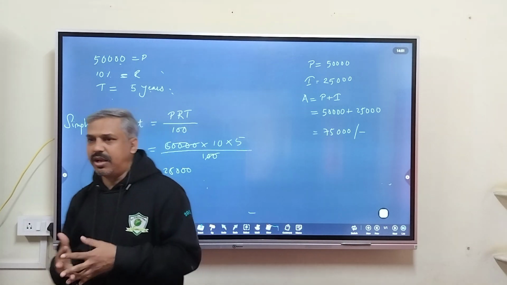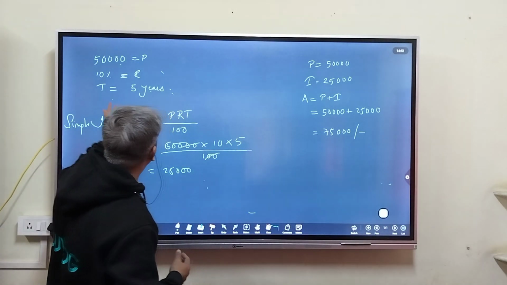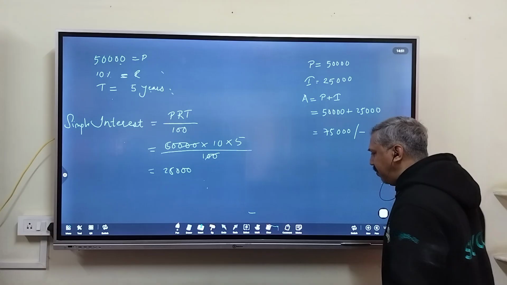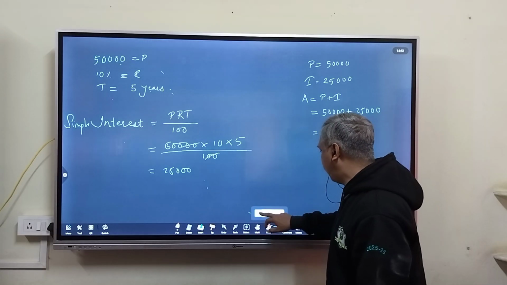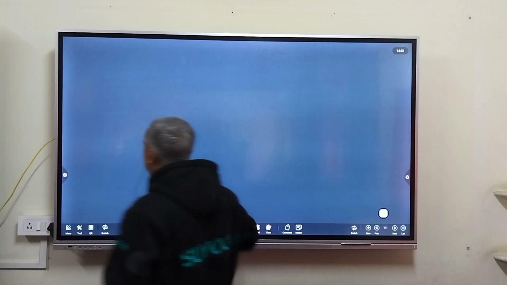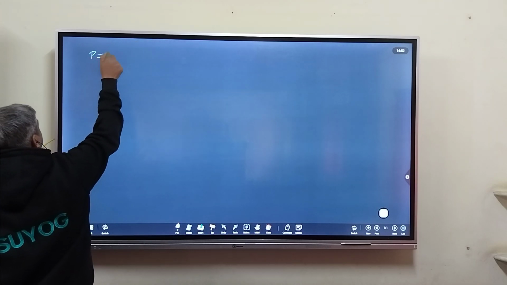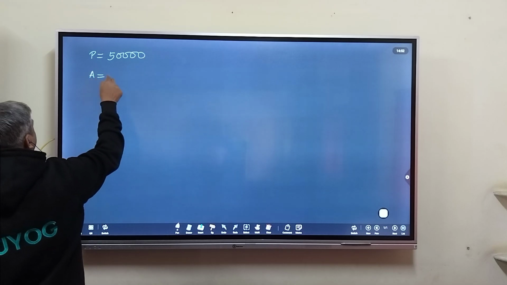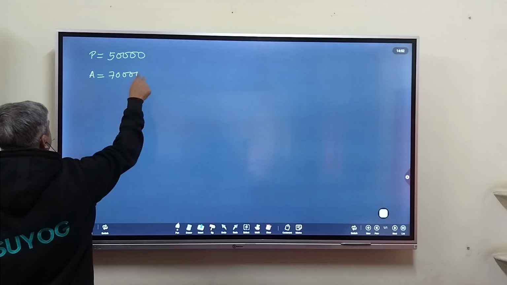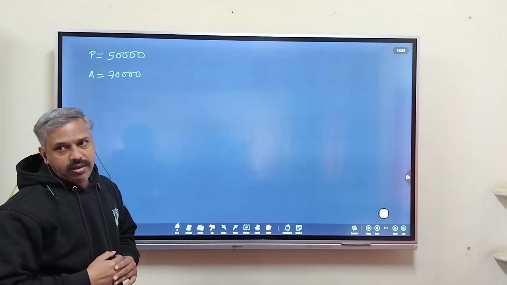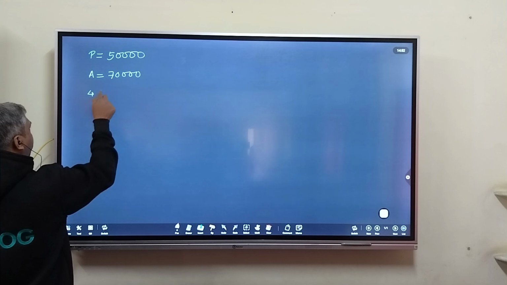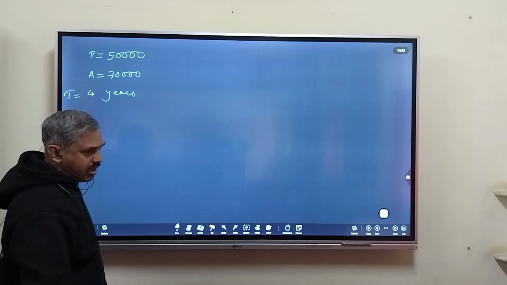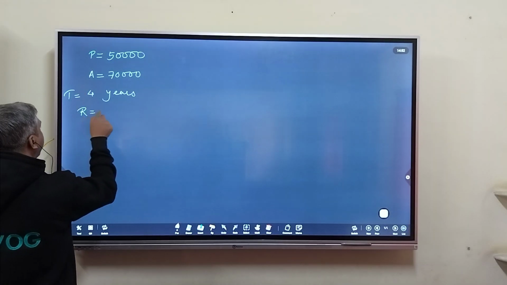Now anybody can ask, sir, if we calculate the interest and then find the amount, can we do it the opposite way? Yes, we can. There are some problems which are completely opposite. The problem is like this: you borrowed 50,000 rupees from a friend, and in the end you had to pay 70,000 rupees back. If the tenure of the loan was 4 years, calculate the rate of interest.